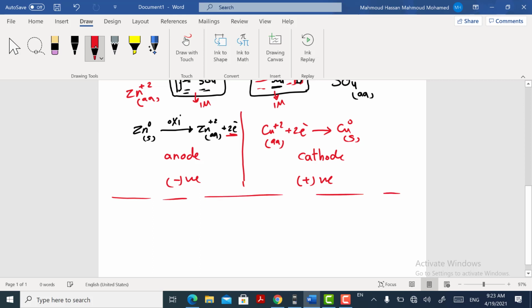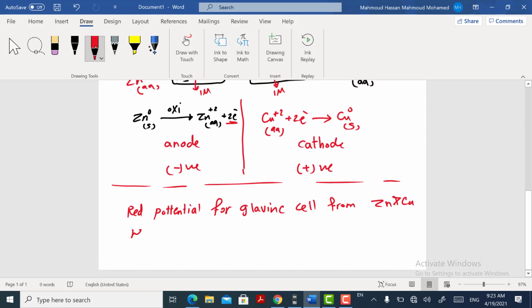the oxidation potential or the reduction potential for a galvanic cell from zinc and copper respectively is negative 0.76 volt and positive 0.34 volt.